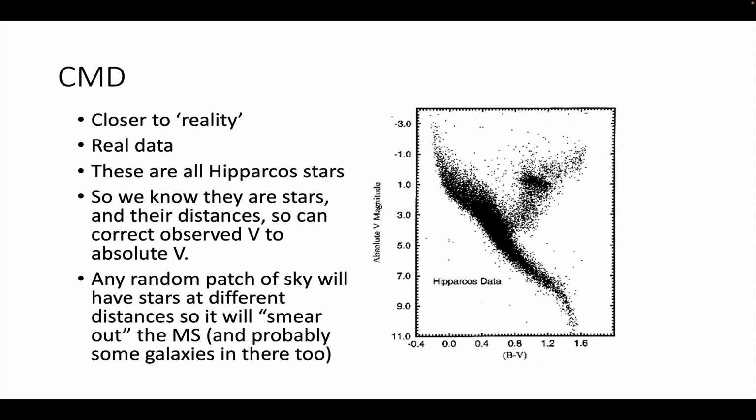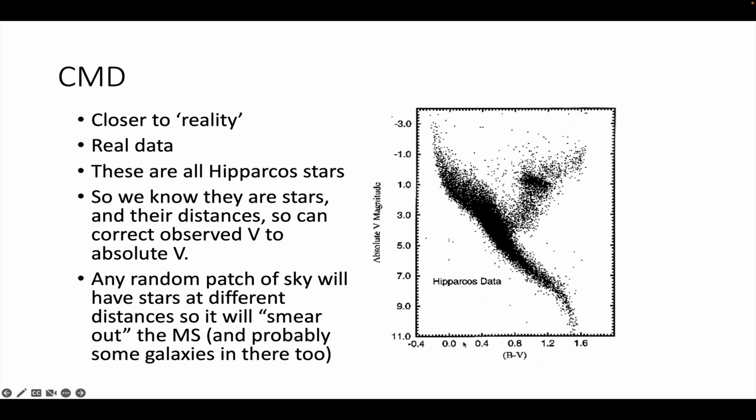Reality is a little messier. This one is a little bit closer to reality. This is all real data. These are Hipparcos stars. Hipparcos was a European mission from the 90s that was measuring distances to stars. So given the true distances to the stars, we can plot absolute V magnitude here. So we don't have to plot observed. We can correct for distance and plot absolute magnitude.